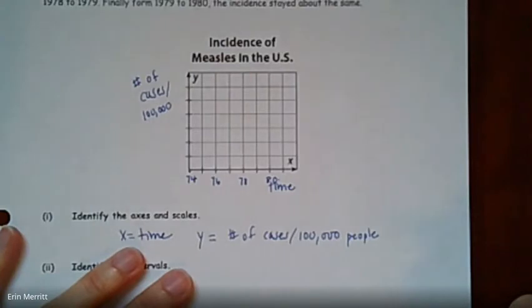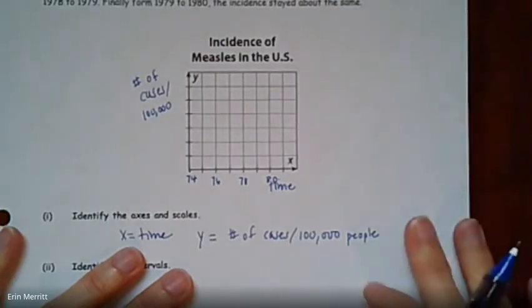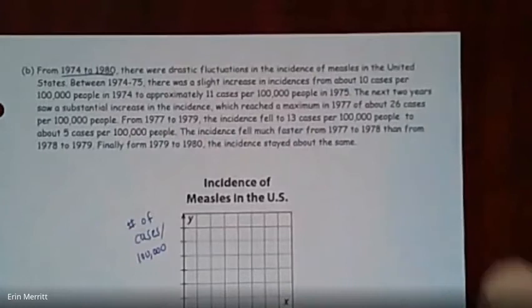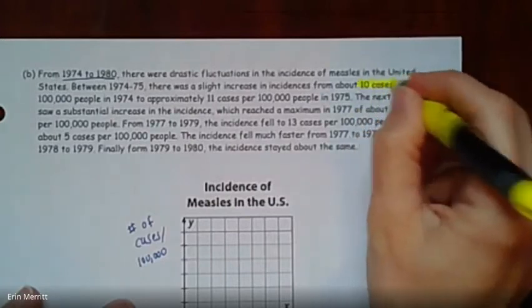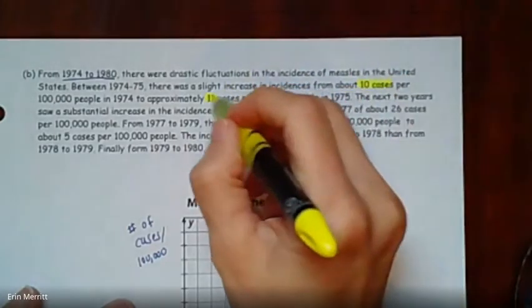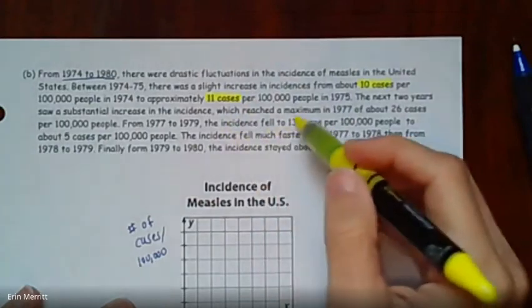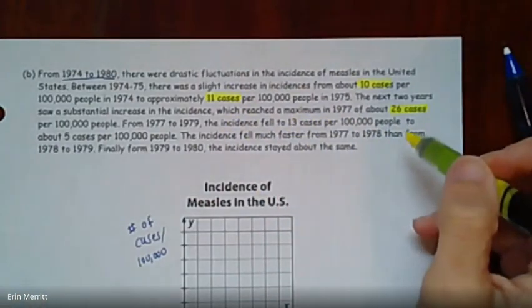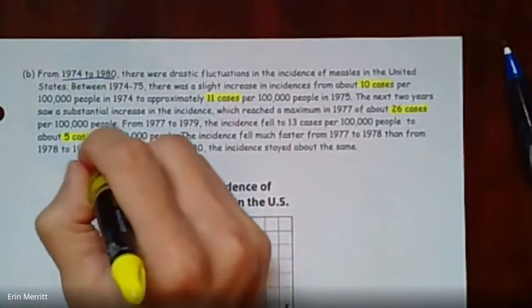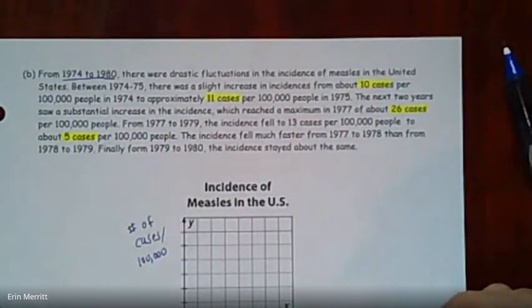And then if we look at the cases, this is where you kind of have to skim the question. I'm going to come back up here for a second. I got a highlighter, so maybe I'll do a little highlighting here. It's saying, let's see, there's an increase from, I see 10 cases. It's going to hit 11 cases. Ooh, it reaches a maximum of 26 cases, and then it falls down to about 5 cases. So the reason I'm highlighting all those is I need to know what numbers have to go on that y-axis. So it looks like as low as 5 and then as high as 26.